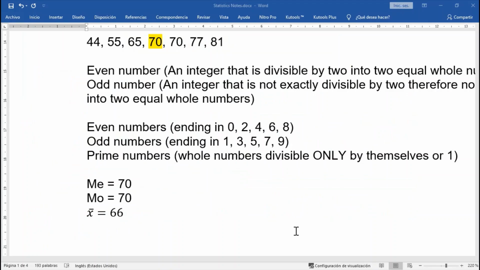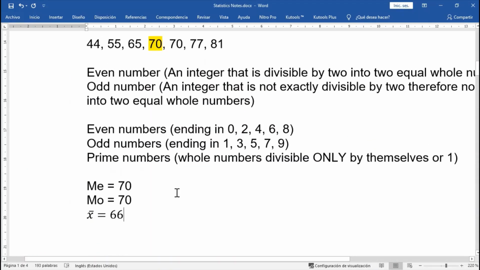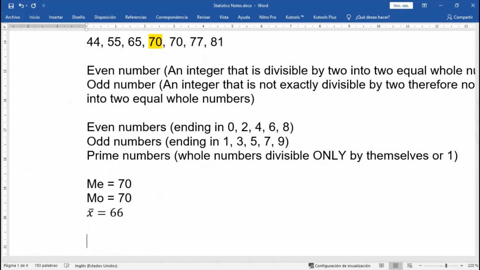Let's go back. In this case, the range would be 81 minus 44. That would give us 37. Now, this number is not so useful because it depends on the extreme values. And as you know, the extreme values are so far away one from the other. But the idea is to use this.